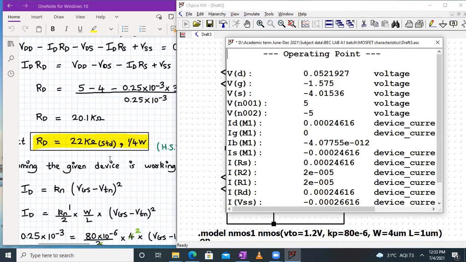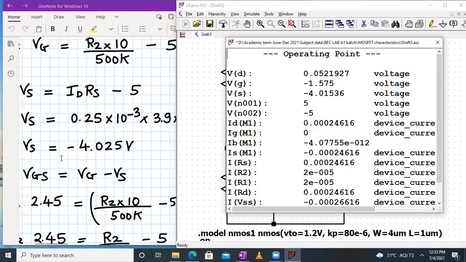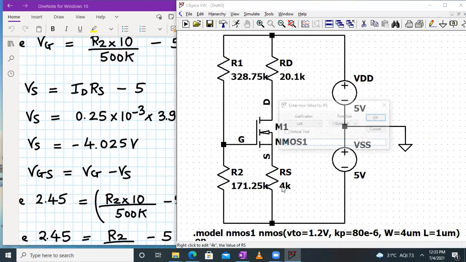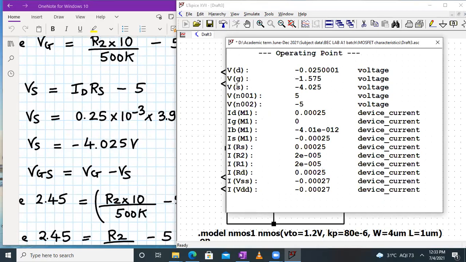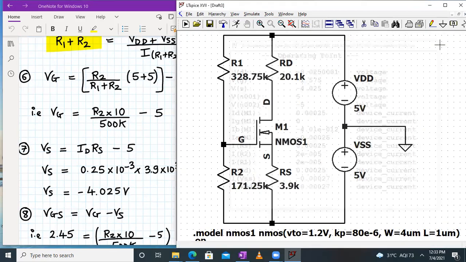So let us check those voltages. Over here, the source voltage is -4.025. And here we have to select the value of RS as 3.9, let's say. Yeah. So now the value of VS is coming out to be -4.025. As you can see, the value of VG also you can calculate. You plug in the value of R2 over here. VG will come out to be -1.575.